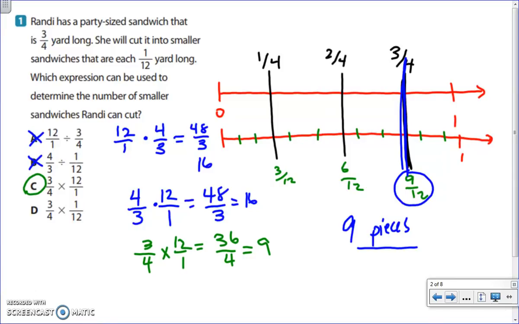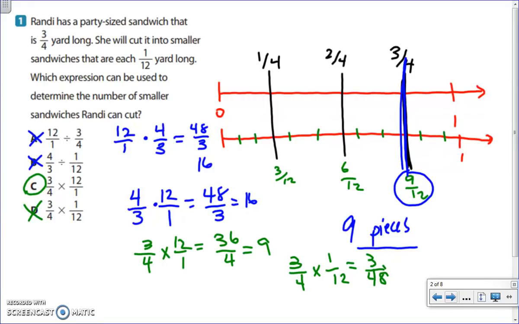And I can also multiply 3/4 by 1/12 for choice D. And when we multiply, of course, we go straight across. 3/48. That's not a reasonable answer. 3/48 of a piece. No, there's got to be some pieces of 1/12 long in a 3/4 yard piece. So C is our only choice. That makes sense with the actual solution.